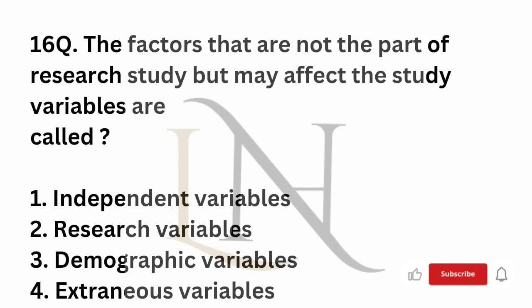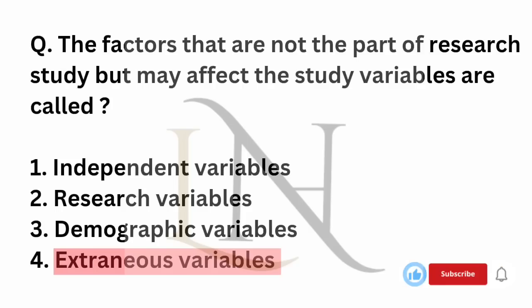The factors that are not part of the research study but may affect the study variables are called: Option 1, independent variables. Option 2, research variables. Option 3, demographic variables. Option 4, extraneous variables. Answer is option 4, extraneous variables is the correct answer. Move to next MCQ.